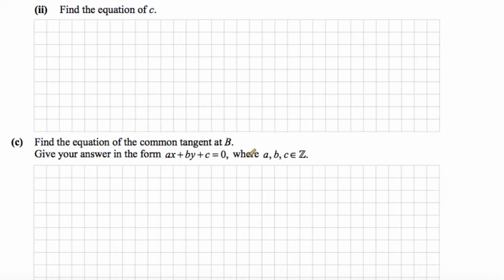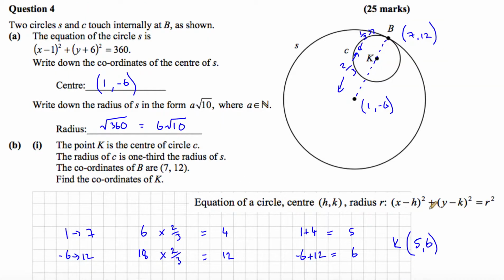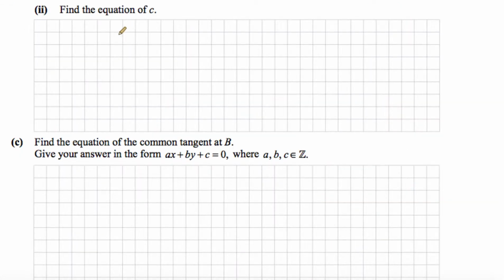Okay, part 2 says find the equation of C. So C is the small circle, and we've to find the equation of C. Again, we can use the formula from the previous page, this formula here, (x minus h) squared plus (y minus k) squared equals r squared, where h and k is the center and r is the radius.